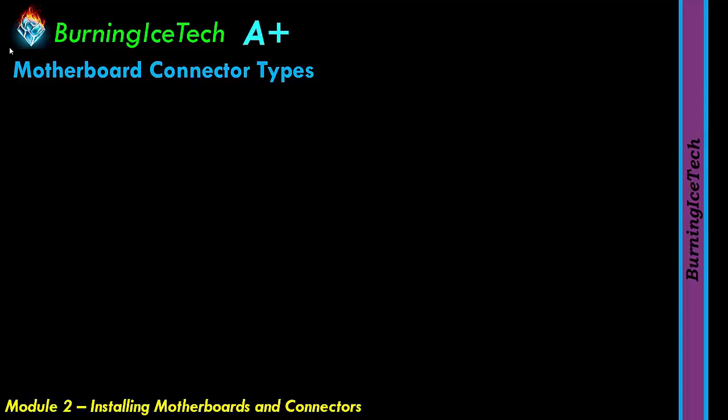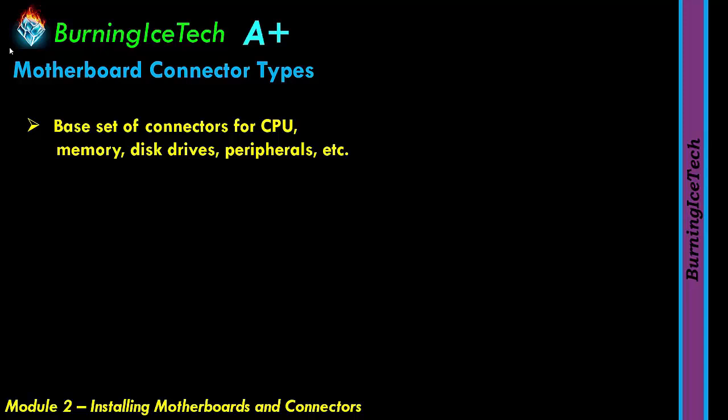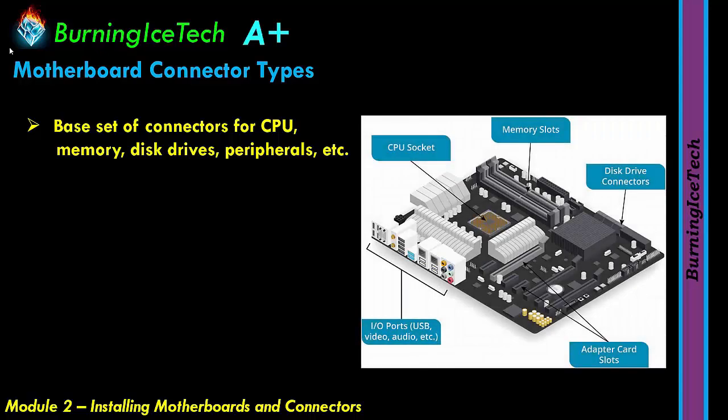Alright folks, the base set of connectors for CPU, memory, disk drive and peripherals, where is that? There's a picture for you there on the right hand side. It's not the best picture, so I'll show you practically on a video in a few moments what this will look like on an old motherboard that I've got lying around. Strangely enough, it's a working PC that I'm going to be showing you this on, but it's a very old PC. But the concept still applies. I mean, at the end of the day, 1 plus 1 is always going to be 2.